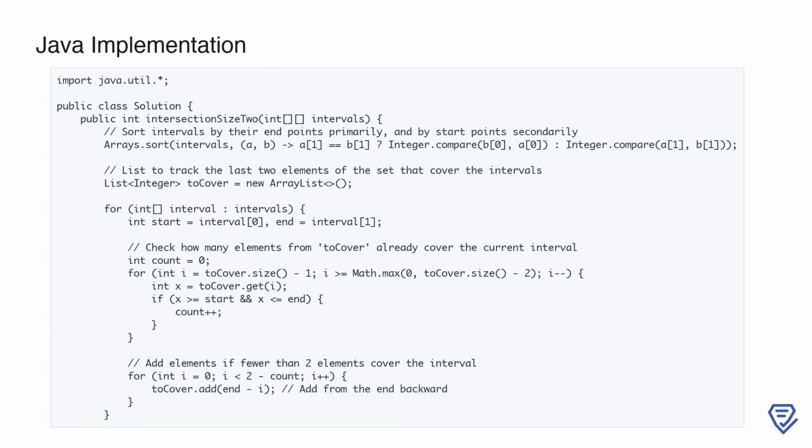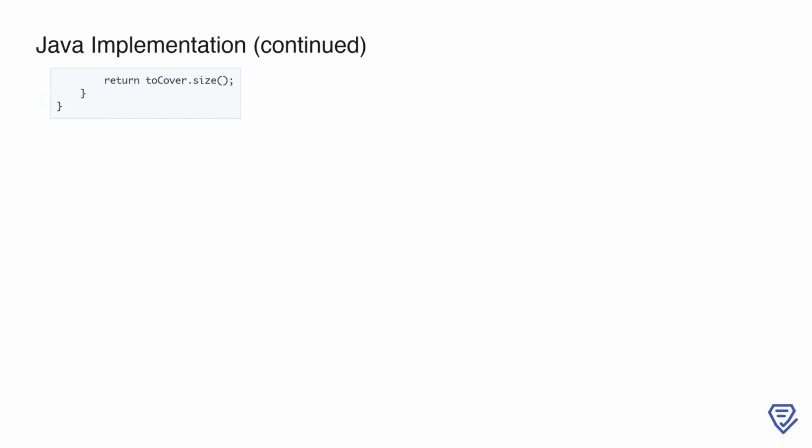Based on this count, we determine if additional elements need to be added to toCover to satisfy the condition of having at least two intersecting integers for the current interval. If fewer than two elements are found, we add the necessary numbers, starting from the interval's endpoint and moving backward by one step for each required number. Finally, after processing all intervals, we return the size of the toCover list, which represents the minimum set size that satisfies the problem's conditions. This approach ensures that we always maintain at least two integers in the set to cover each interval, while keeping the overall size of the set as small as possible.